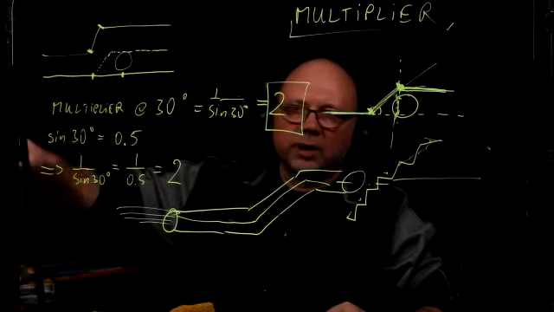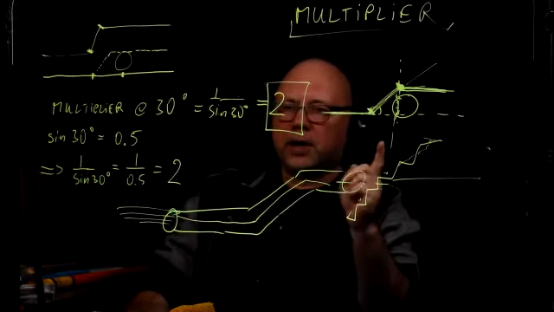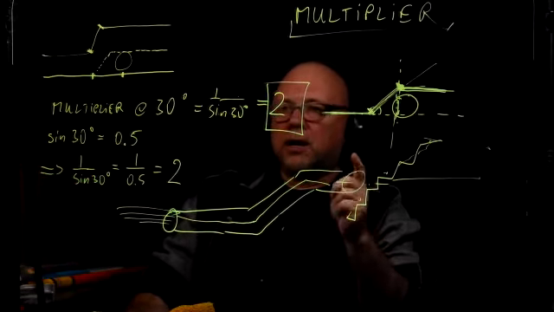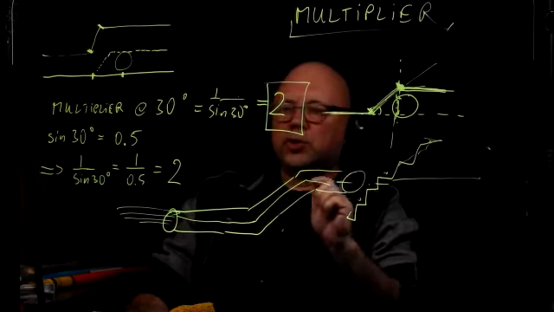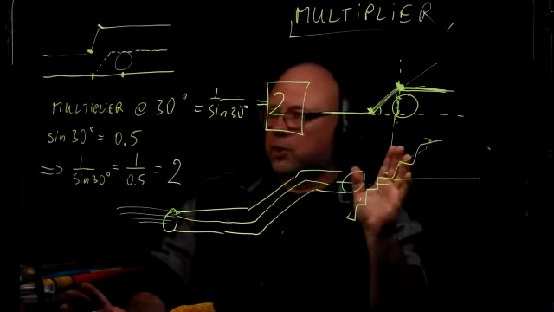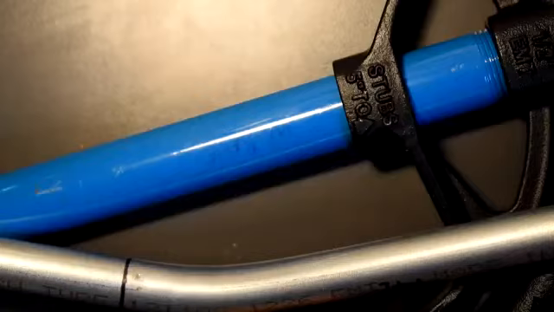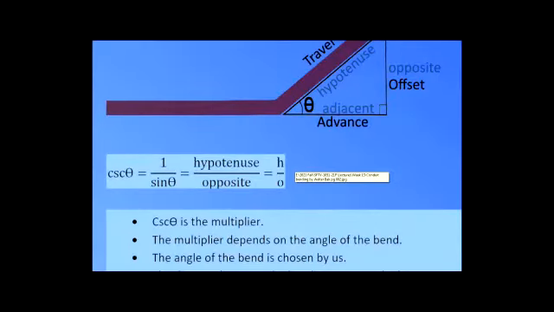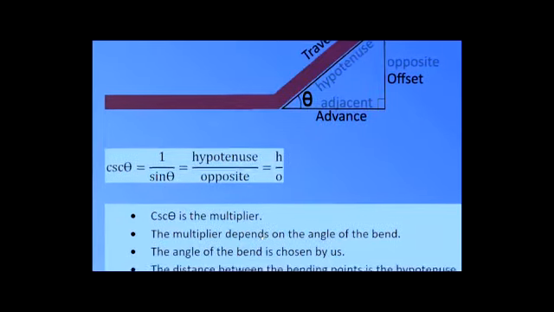So back to the multiplier. We just found out that the multiplier for 30 degrees is 2. It's always going to be 2 because there's only one possible answer for the cosecant, or 1 over sine. 1 over sine is easier to remember, but you can use the cosecant. But 1 over sine, that's going to be a multiplier. So we choose the angle.